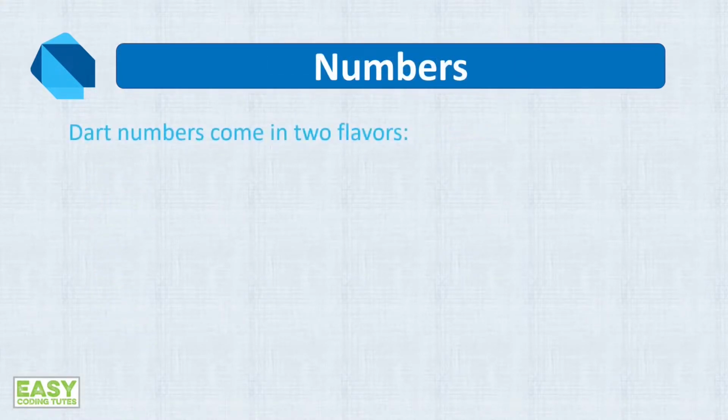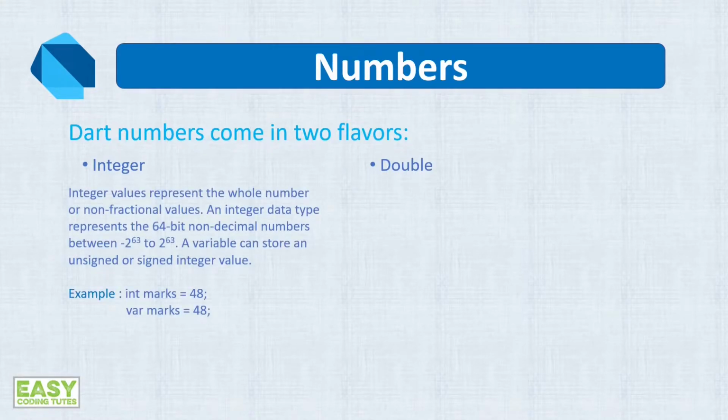Numbers. Dart numbers come in two flavors. The first one is integer and the second one is double. Let's see the first one, integer. Integer value represents the whole number or non-fractional values. An integer data type represents the 64-bit non-decimal numbers between -2 to the power 63 to 2 to the power 63. A variable can store an unsigned or signed integer value.